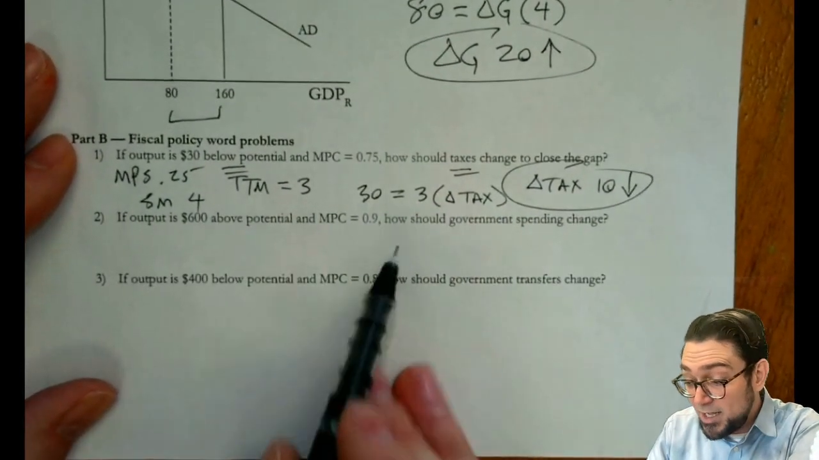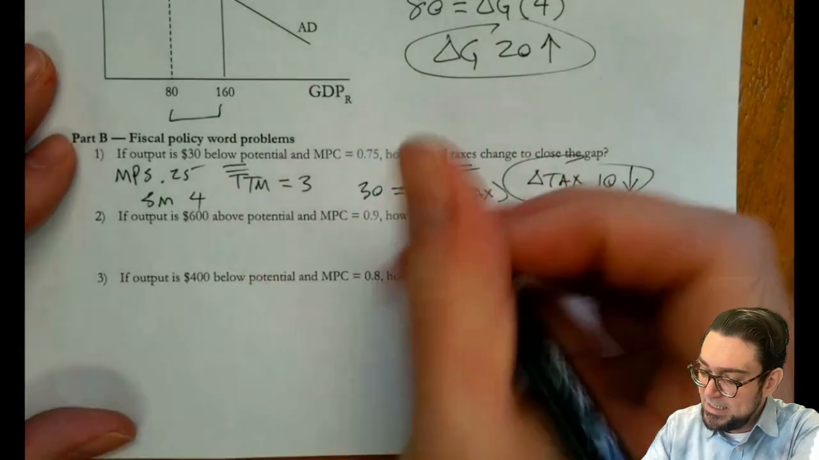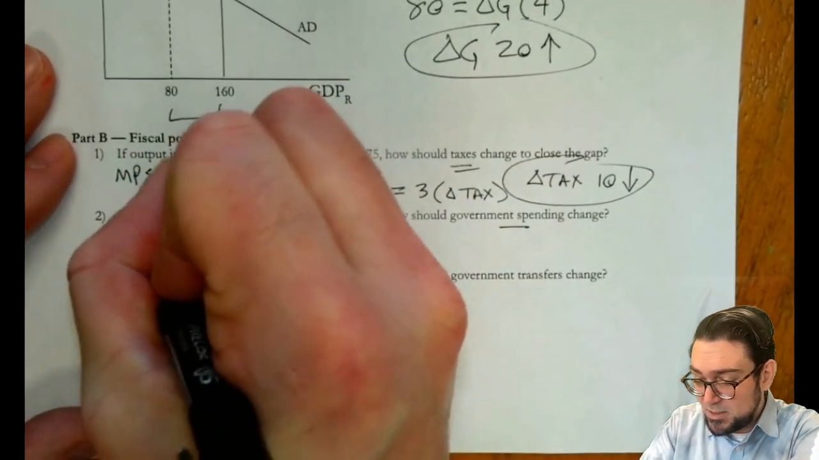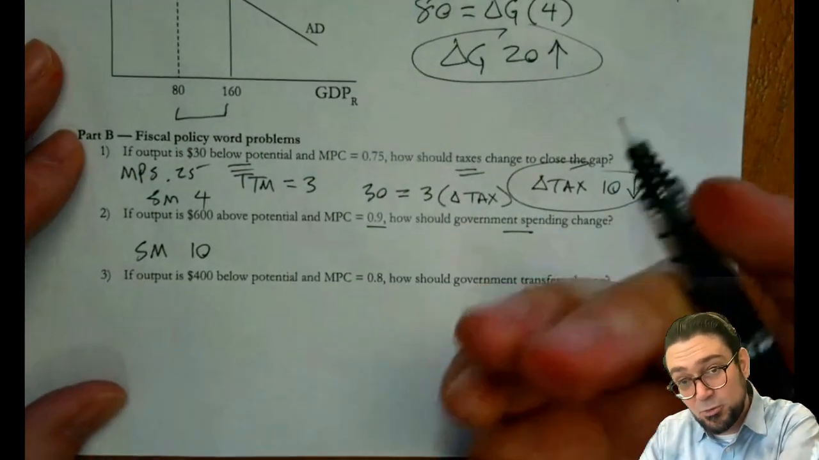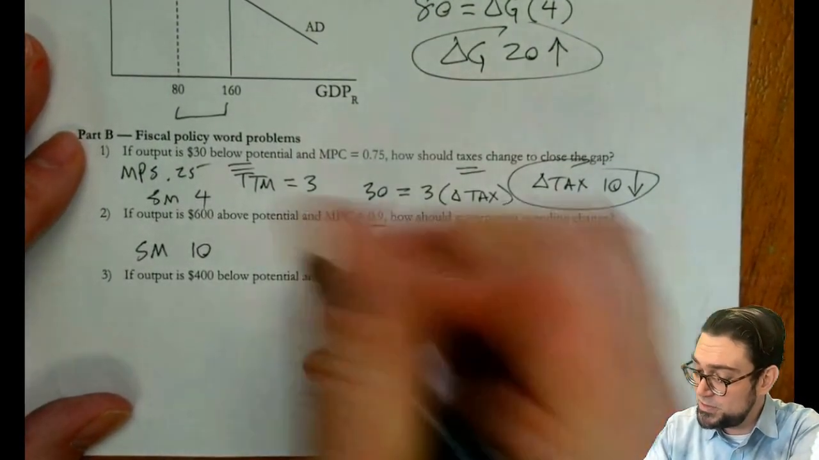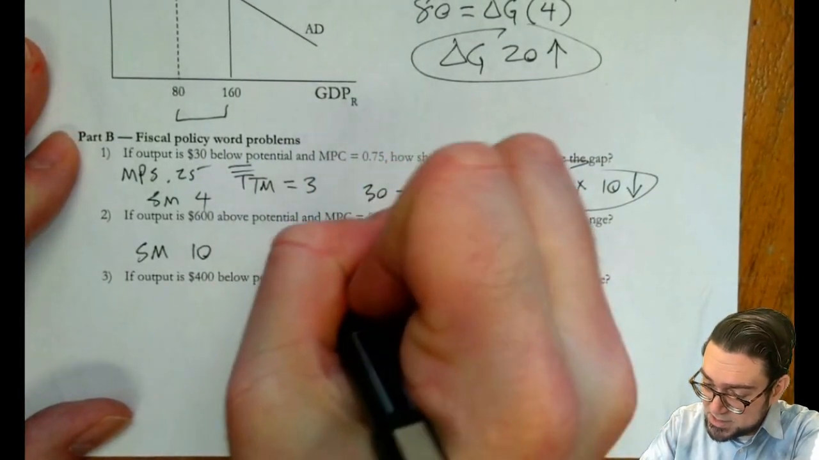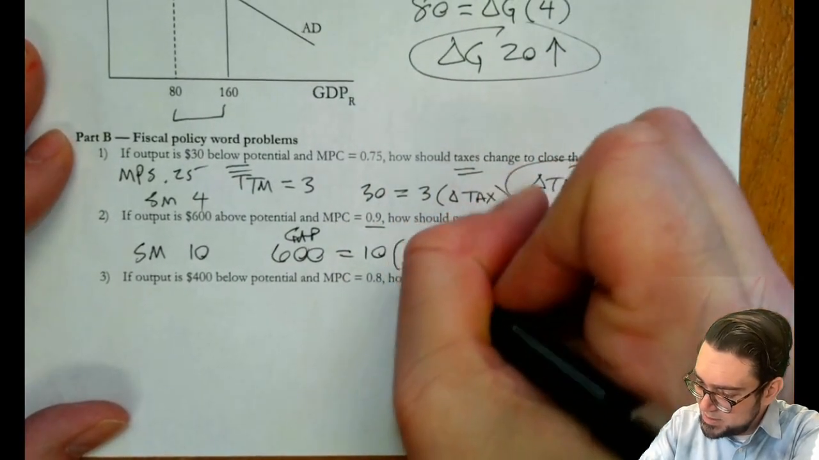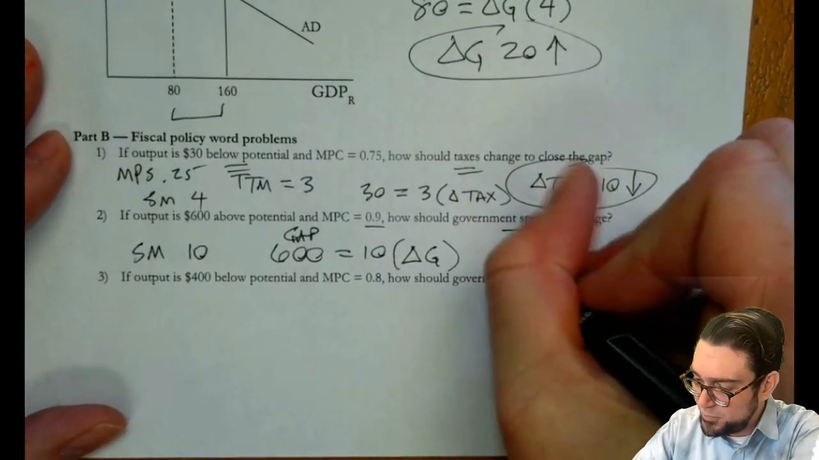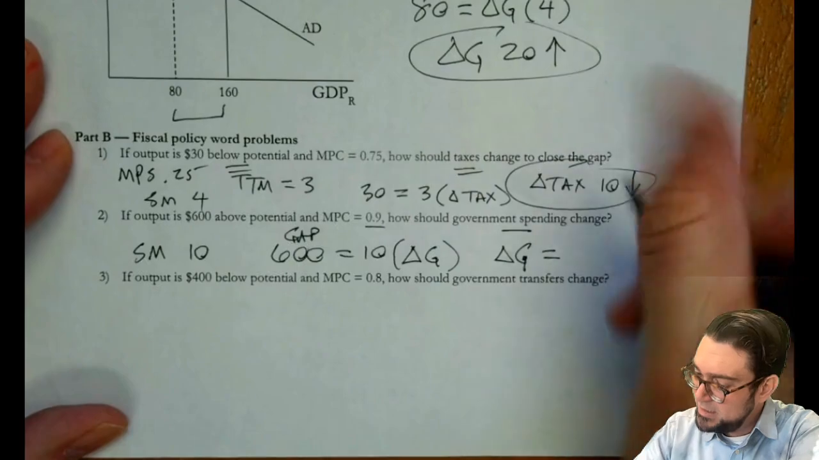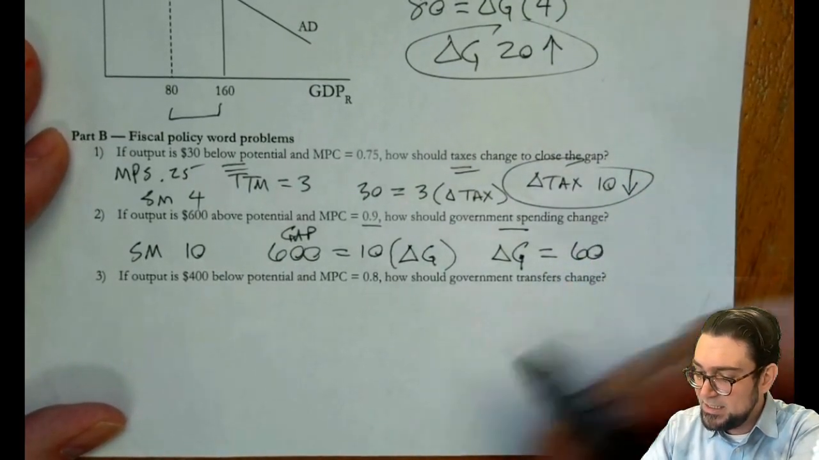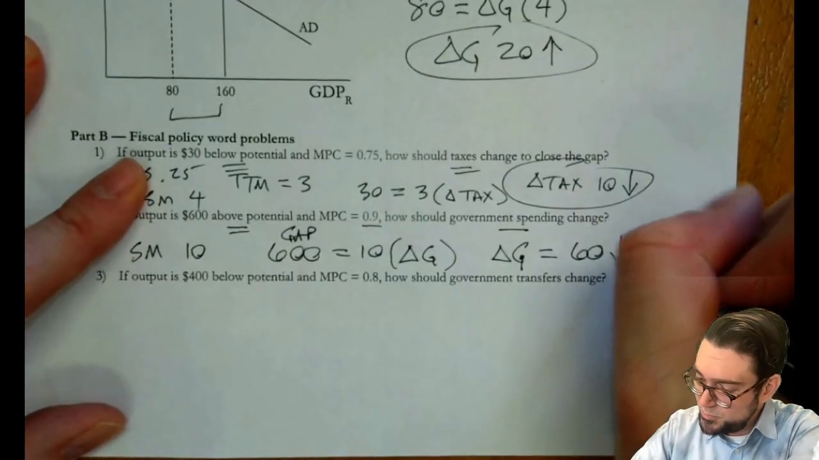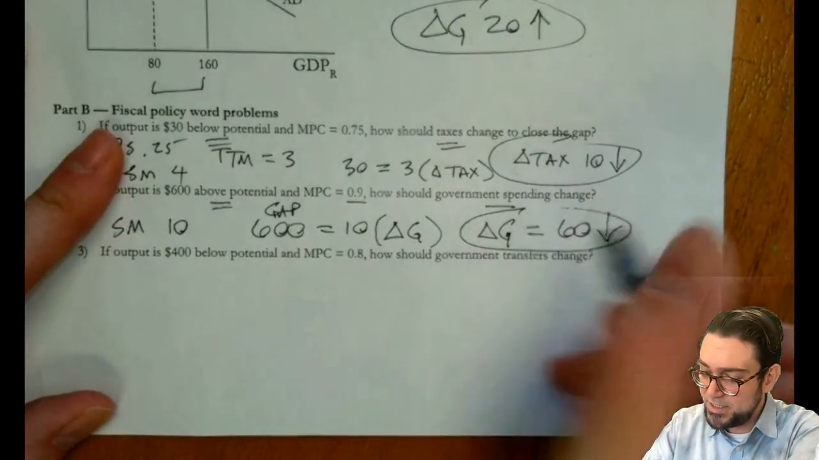All right, so here we are. Output is 600 above. How much should we change government spending by? And MPC is 0.9. So that makes our spending multiplier 10. I'm skipping a quick step here because I think that you guys can get the picture at this point. We have 600 is the size of the gap equals 10 times some change in government spending. And so therefore we'd say the change in government spending must be equal to 60. We are above potential, so we want it to go down, right? So that's going to be our answer for that one.